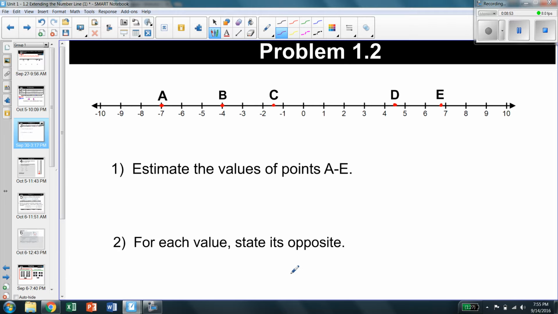And then down here, the opposite is just flipping the whole thing around. So again, A was -7, B -4, C was -1.5. Letter D, the value is 4.5, and letter E, the value is, let's say, 6.8 or 6 3/4 is pretty close to 6.8, 6.75, something like that.